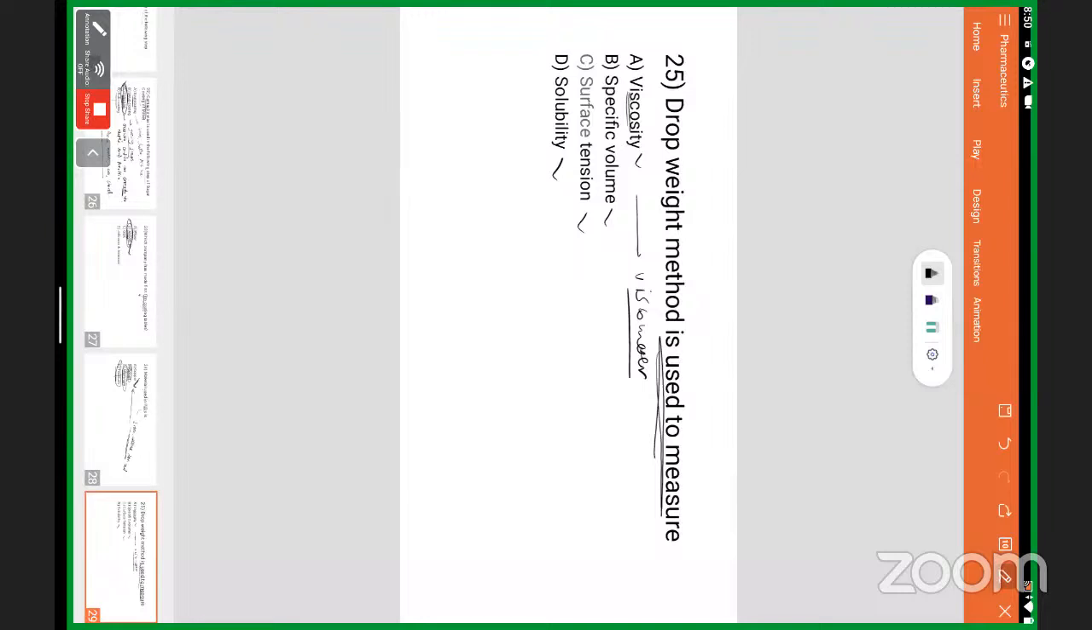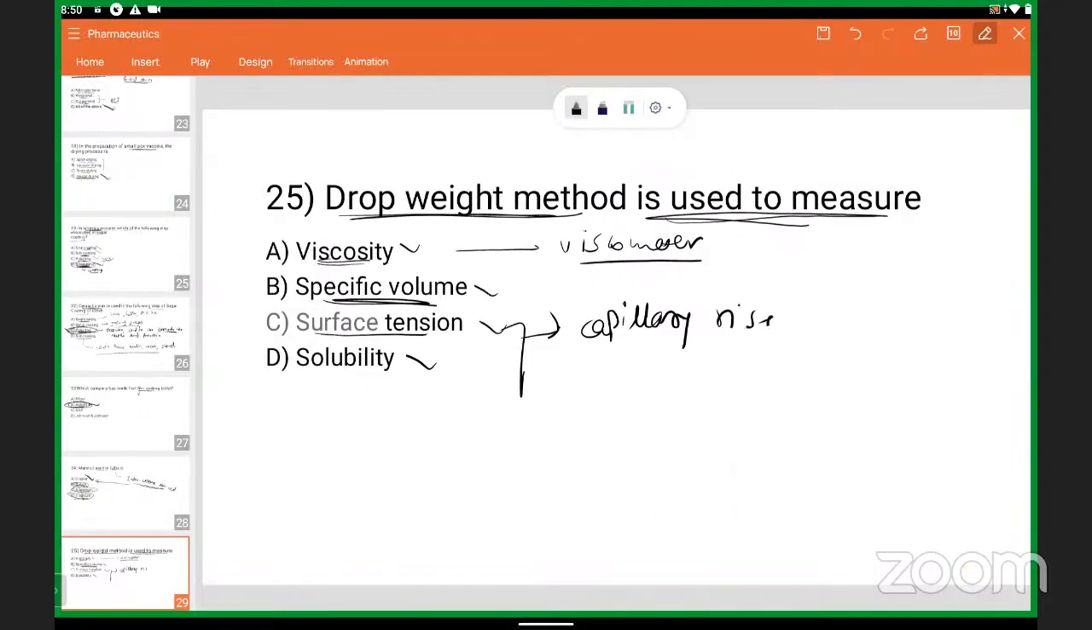There are four major methods. The first one is the capillary rise method, then the tensiometer, which is also called the detachment method. In this, a platinum iridium rod is used. Then the bubble pressure method, where the apparatus we are using is a manometer, and the fourth one is the drop weight or drop count method. Here we are using the stalagmometer.